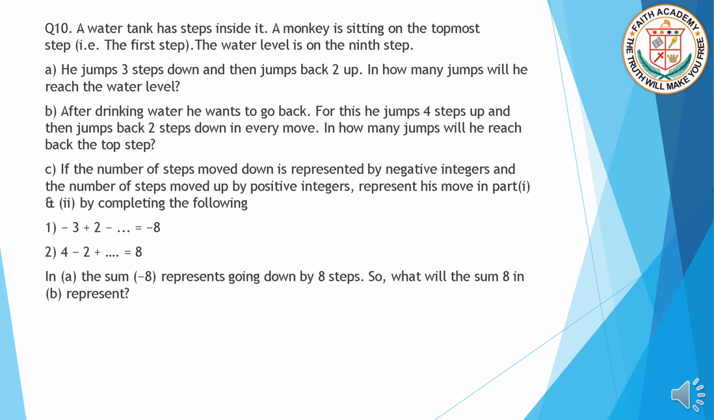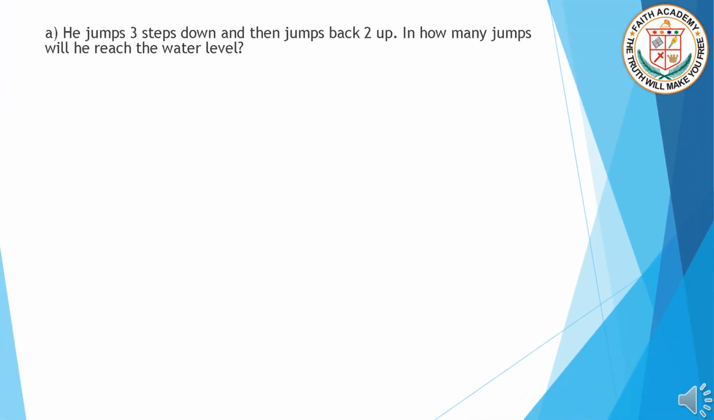The 10th question is, a water tank has steps inside it. A monkey is sitting on the topmost step, that is the first step. The water level is on the 9th step. There are 3 parts in it. Let's see how to solve each part separately. Part A, he jumps 3 steps down and then jumps back 2 up. In how many jumps will he reach the water level?